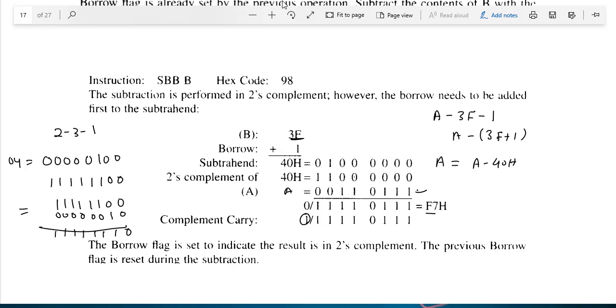So there is no carry flag, it is 0. So it means the processor will complement it: carry is 0, means carry flag equal to 1. It means the number is negative. So we take a 2's complement of this.